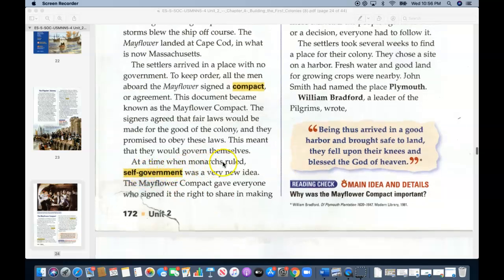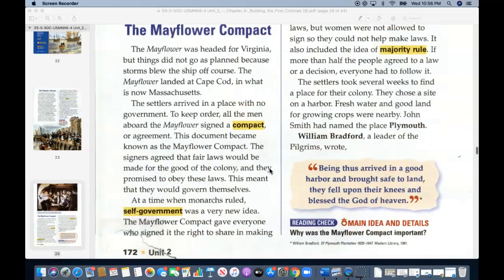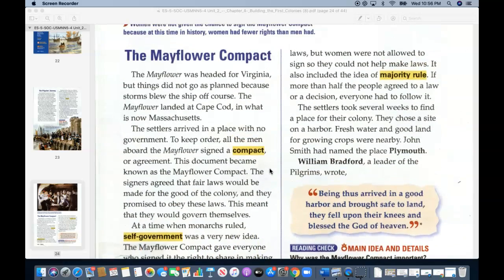At a time when monarchs ruled, self-government was a very new idea. The Mayflower Compact gave everyone who signed it the right to share in making laws. But women were not allowed to sign, so they could not help make laws. It also included the idea of majority rule. If more than half the people agreed to a law or a decision, everyone had to follow it.